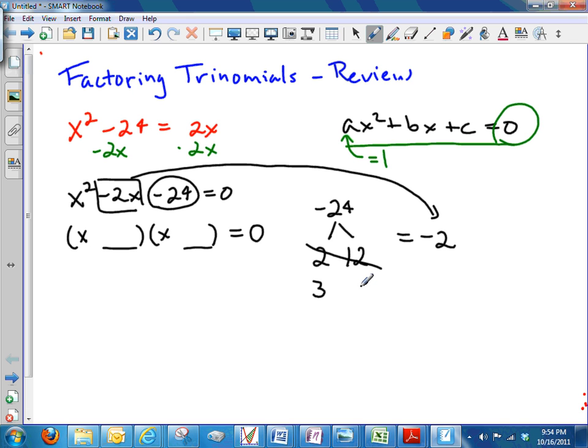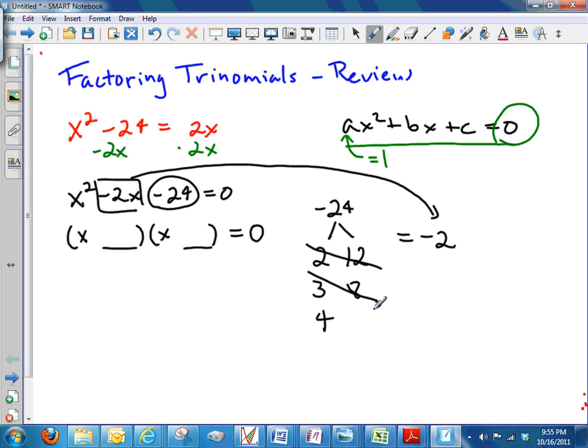The next factor of 24 I can think of is 8. Let's play around with the 3 and the 8 with addition and subtraction. 3 plus 8 is 11. 8 minus 3 is 5. 3 minus 8 would be negative 5. None of those get me to negative 2, so that's no good.